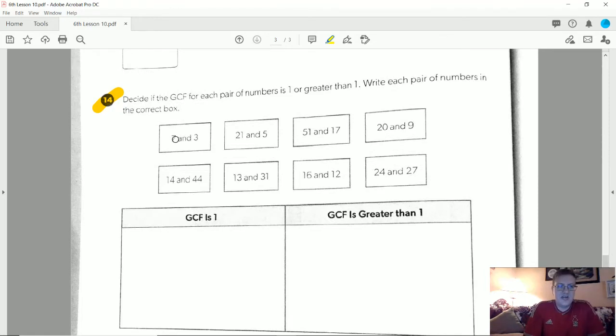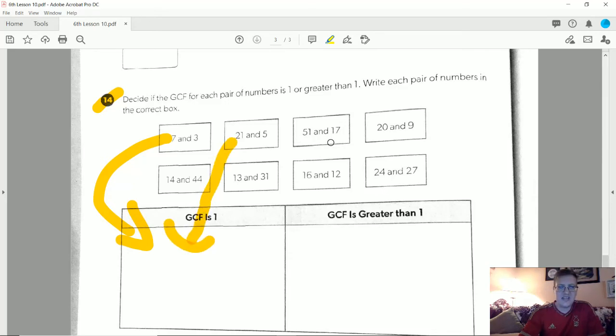Number 14, decide if the greatest common factor for each pair of numbers is 1 or greater than 1. Write each pair in the correct box. So 7 and 3. I can only get to these numbers by counting by 1 or by the number itself. So the only one that would be a common factor would be 1. I'll go across the top and then do the bottom. So 21 and 5. I could count by different numbers to get to 21, including 3 and 7, but I can't do that for either of those. So my factors for 5 would be 1 and 5, and so the only one that would be a common factor would be 1.